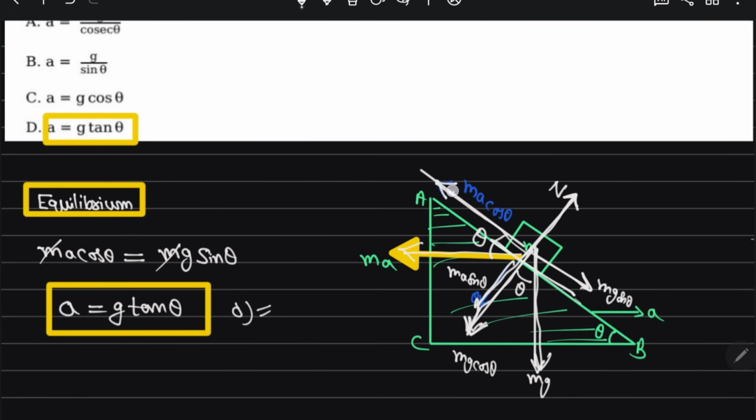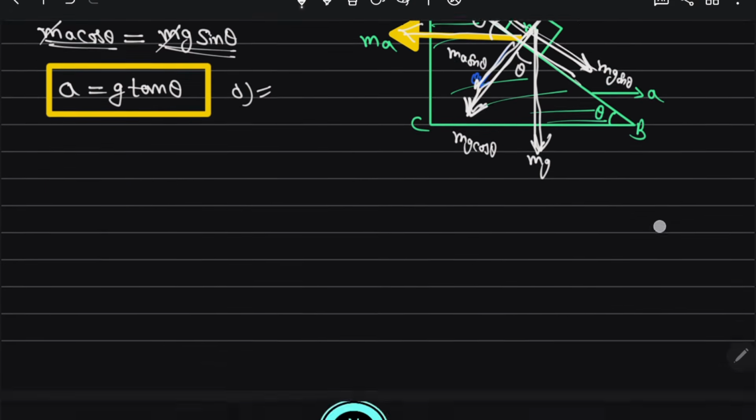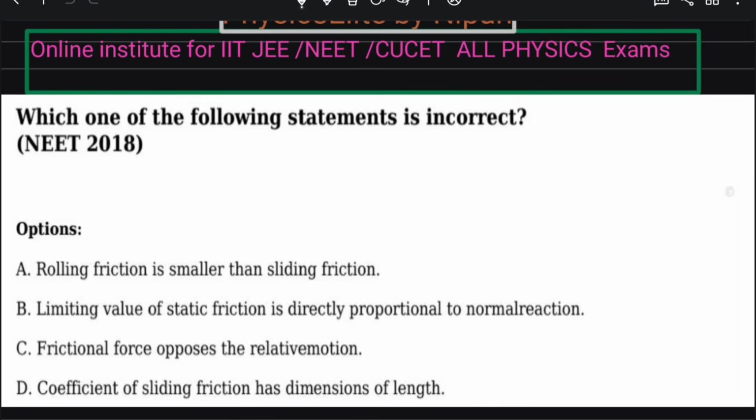So along the incline I equate: ma cos theta is equal to mg sin theta. So acceleration comes out to be g tan theta. So option D is correct. Now I proceed to the next question.